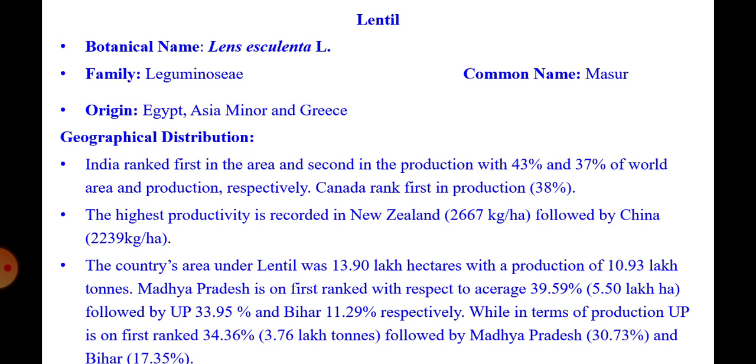Madhya Pradesh ranks first in respect to acreage, that is 39.59% area, followed by UP and Bihar respectively. While in terms of production, UP ranks first, followed by MP and Bihar.